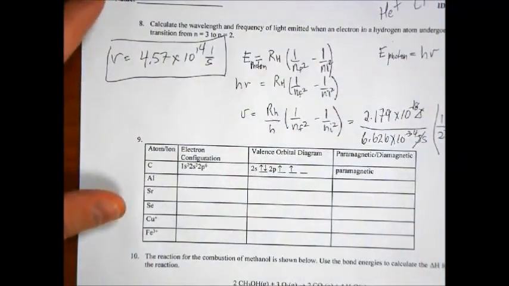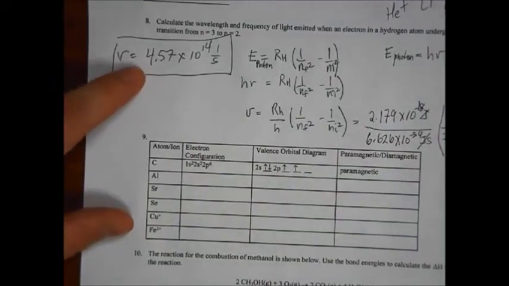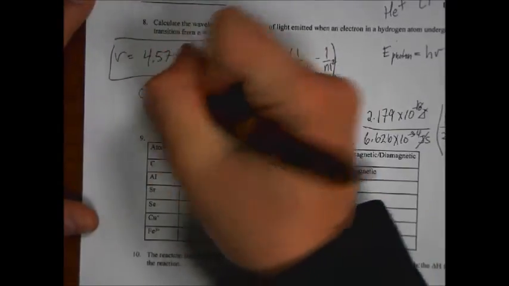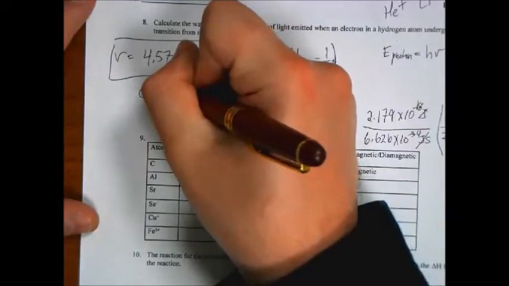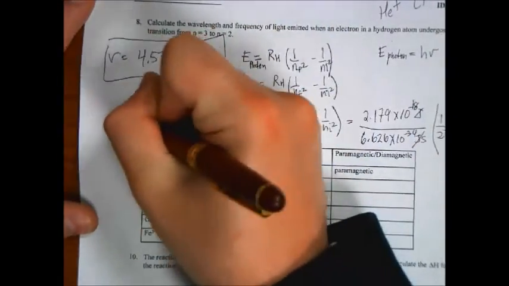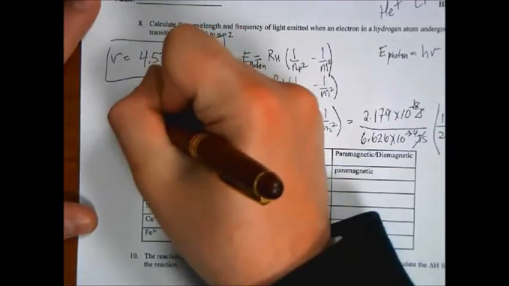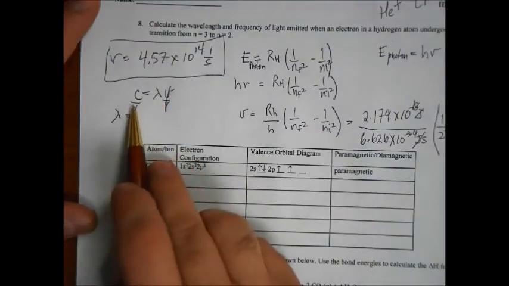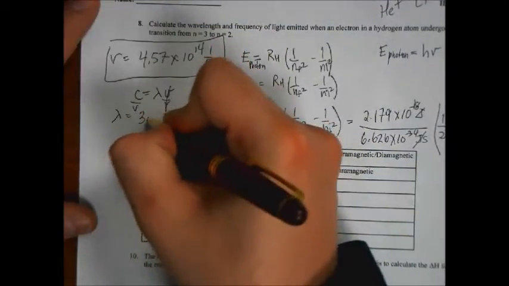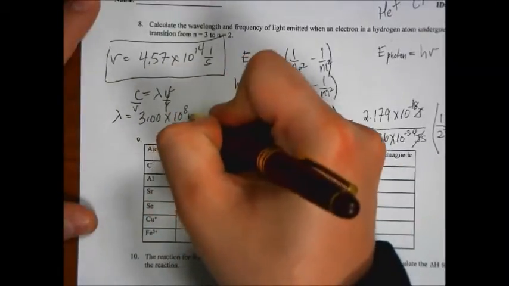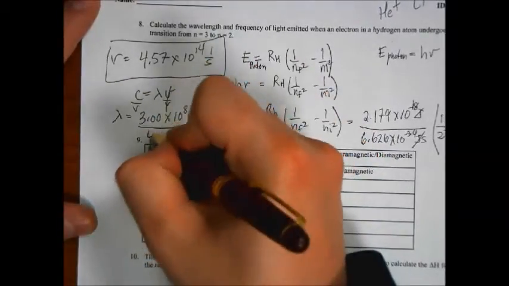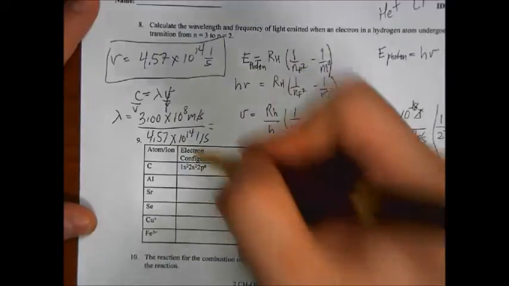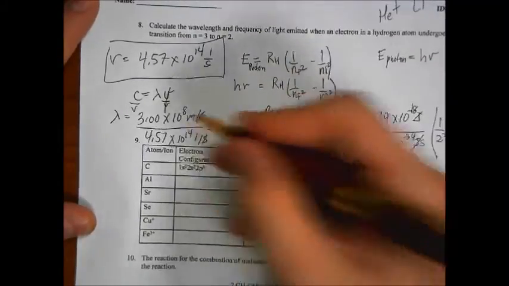That's part 1. And then in this case, you can convert this to the wavelength, since I asked you for both, which is c equals lambda times the frequency. So the wavelength in this case is going to be c over the frequency. So we have 3.00 times 10 to the 8th meters per second divided by the frequency, which was 4.57 times 10 to the 14th 1 over seconds. So my seconds will cancel, leaving me with the units of meters.